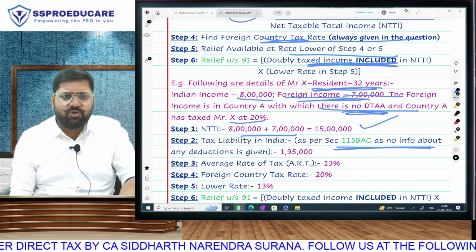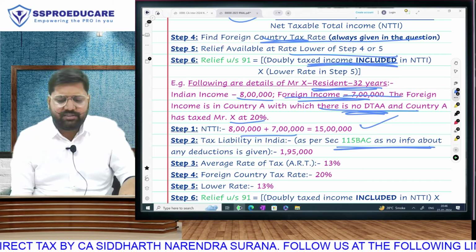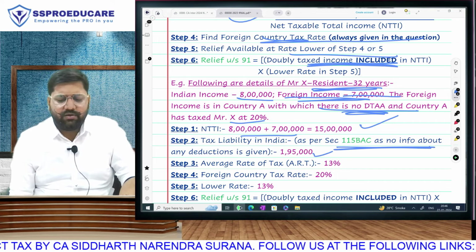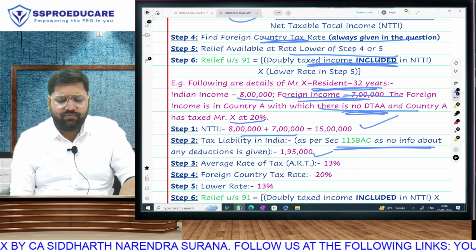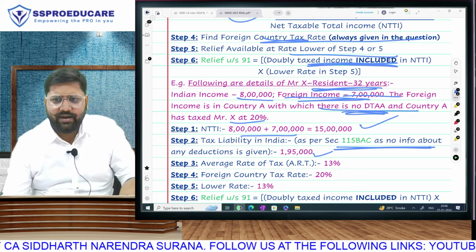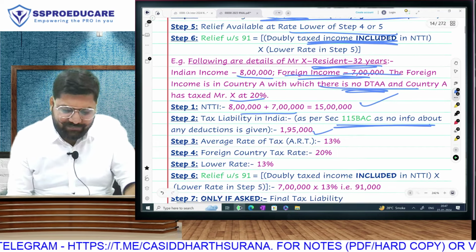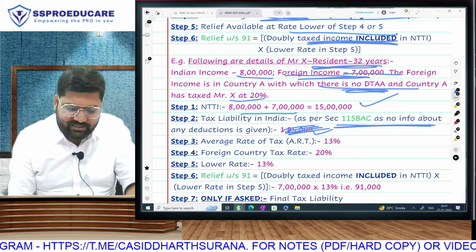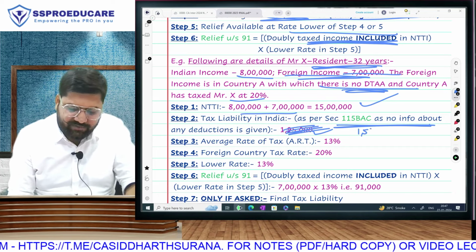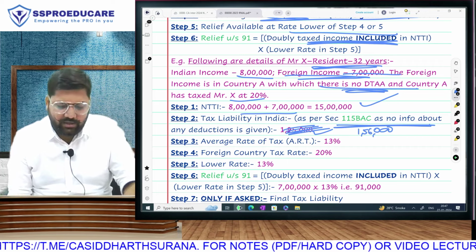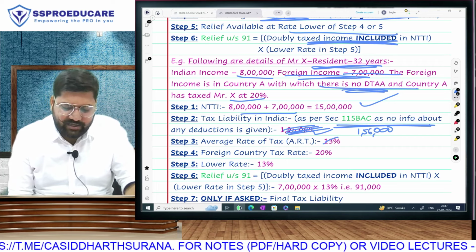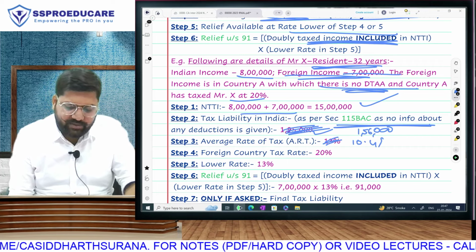If deduction exemption is not given and the income is the same, then new regime. So 1 lakh 50,000, you will add 4%. I believe there is some printing error here. This won't be 1 lakh 95,000. This is as per last year's calculation. This will be 1 lakh 56,000. Apologies for the error. Kindly make this correction. Average rate of tax will not be 13%. It will be 10.4%.